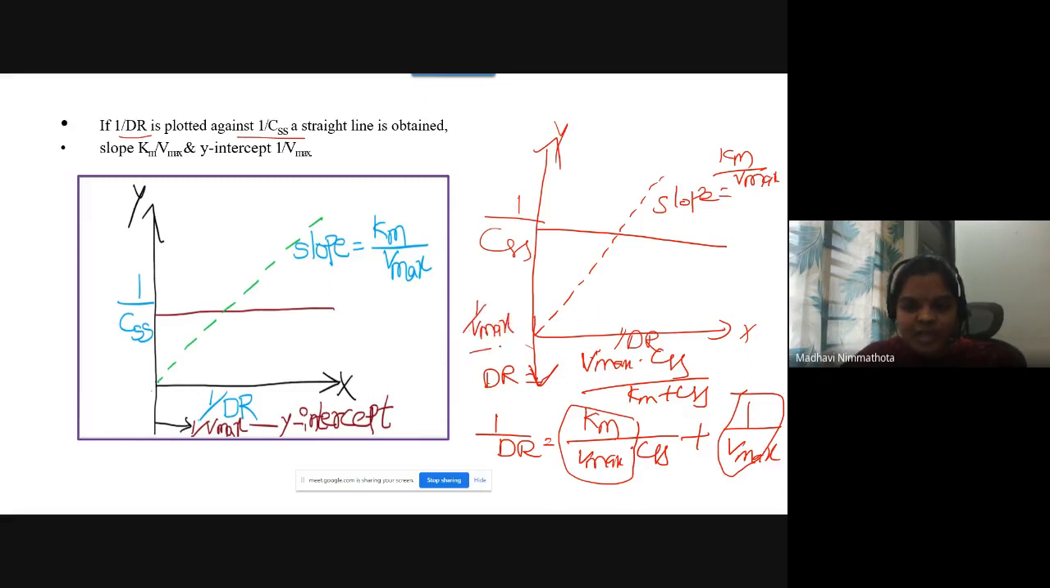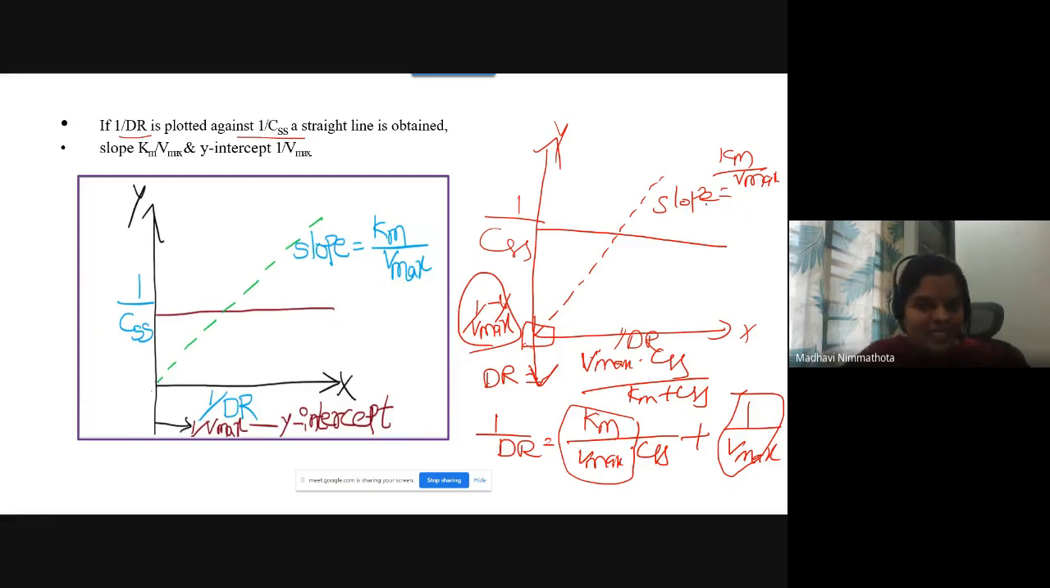What is an intercept? The point where the line joins the y-axis is called the intercept. Here the x and y axes are joining at this point. This is called the intercept. So which intercept is it? Y intercept, because the line is joining the y-axis. So it is called the y intercept. So 1 by Vmax is the y intercept and the slope is Km by Vmax.